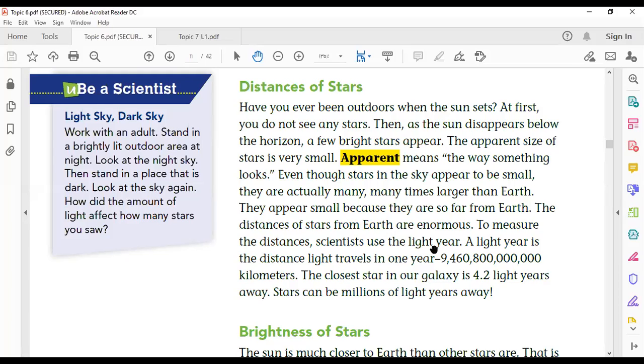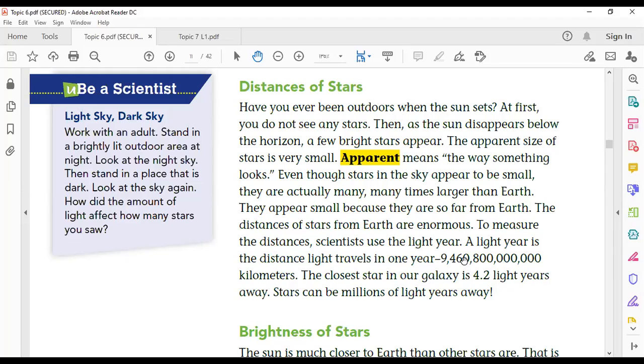A light year means the distance light travels in one full year. A light year is the distance light travels in 1 year. This is the number, a very great number: 9,406,000,000,000 kilometers. Notice that the closest star in our galaxy is 4.2 light years away, which is very far. If you want to find this distance in kilometers, you should multiply 4.2 light years by this number, which gives you a very huge number.